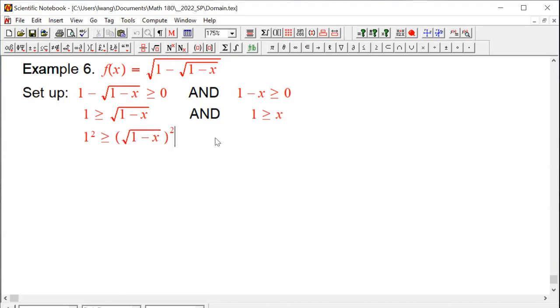Okay. And the other piece, we just keep it like that. And if you like to write it in different ways, sure, this way, right? x less than or equal to 1. So these two are the same, but this way of writing it seems to be more conventional. And now on this inequality, we get 1 greater than or equal to 1 minus x.